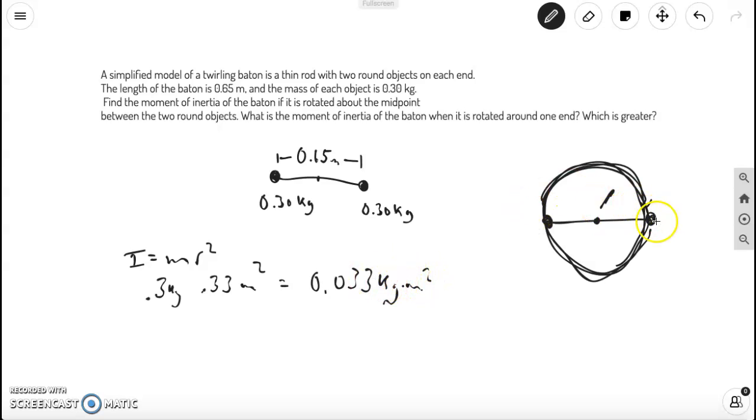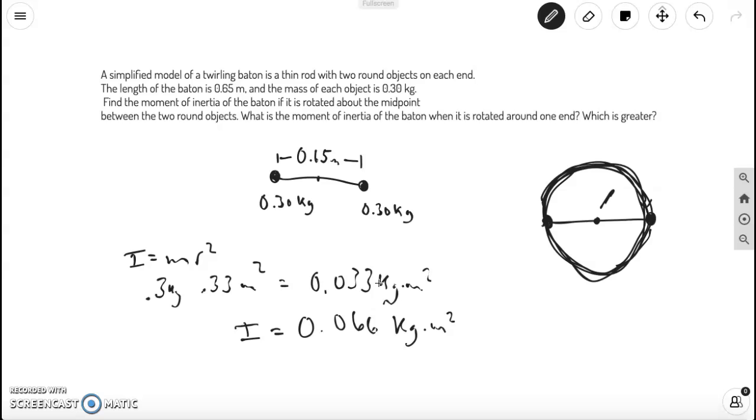But remember that that is only for one of these weights. So if we imagine this as a solid hoop, the weight includes both sides. So we're going to double that number. So our moment of inertia for spinning it about the middle is going to be 2 times 0.033. So I will be 0.066 kilogram meter squared as the unit. Okay?